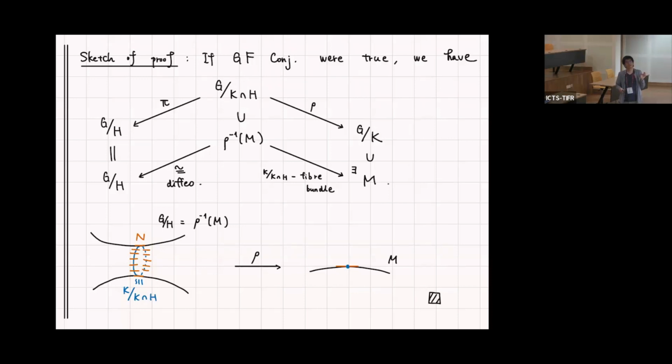here you have N, and let us look at one point and look at the inverse image. An inverse image is identified with K mod K intersection H. And since this is one point, that normal bundle is of course trivial, so that it's pulled back. So here again, the normal bundle should be trivial. So this is not that difficult.